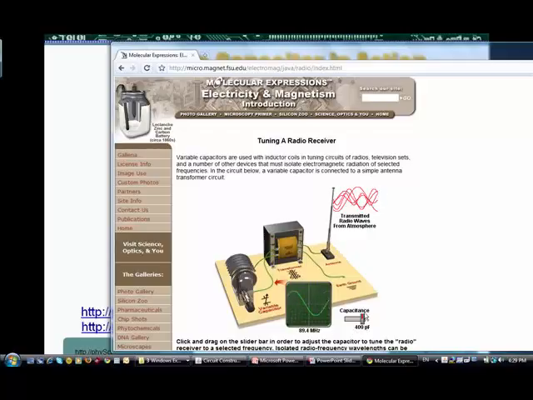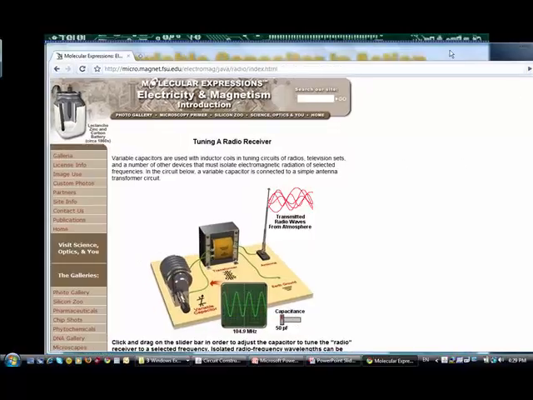So whenever you tune your radio, whenever you turn that knob, what you are doing effectively is changing the capacitance of a variable capacitor. As you change the capacitance, look at the way the plates are moving. See, the frequency of the signal changes as well. So that way you receive another signal.